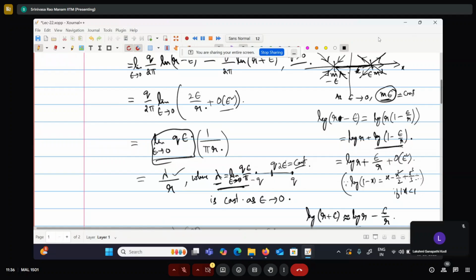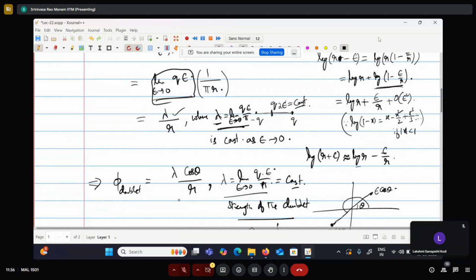That is the strength of the doublet. That q into epsilon or q into 2 epsilon here, that is actually the strength of your doublet, basically you divide by 2 pi. So that's what the constant will go. That is actually the strength of your doublet. If you see this one, lambda by r, you want to see how does this look. Okay, so finally you get this one.